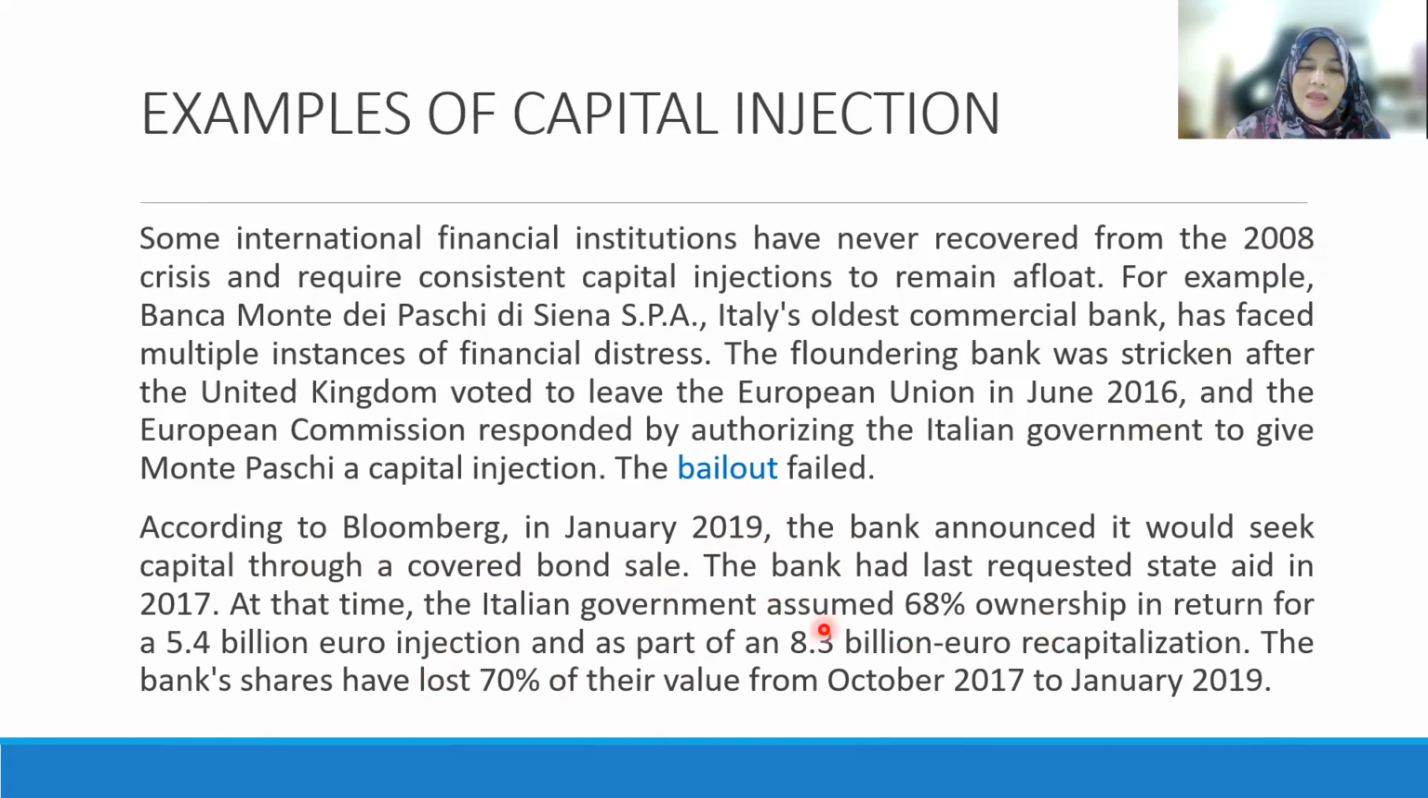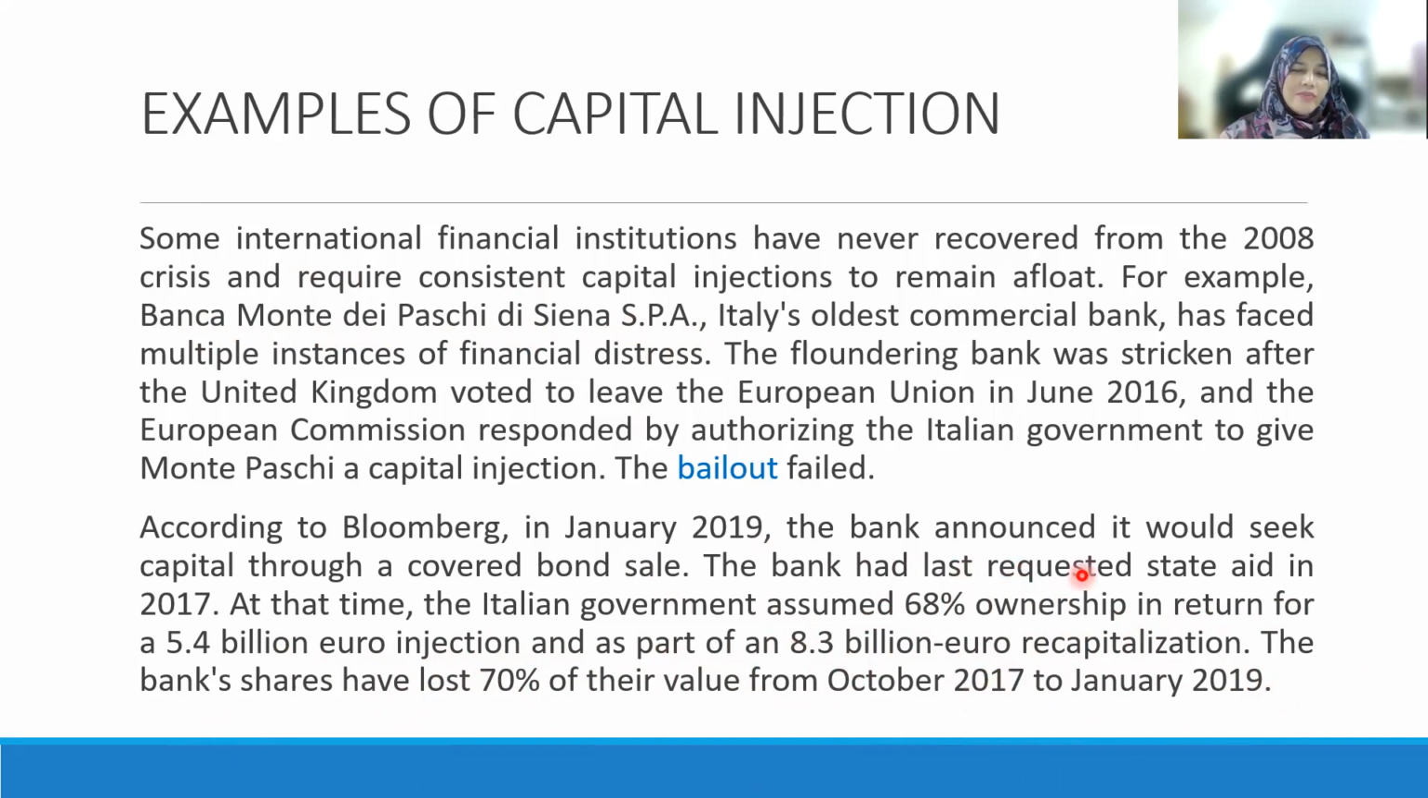So at that time, the Italian government assumed 68% ownership in the bank. So in this Banca Monte dei Paschi, the Italian government already owned 68% of the ownership, in return for a 5.8 billion euro injection and part of an 8.3 billion euro recapitalization. The bank's shares lost 70% of their value from 2017 to January 2019.